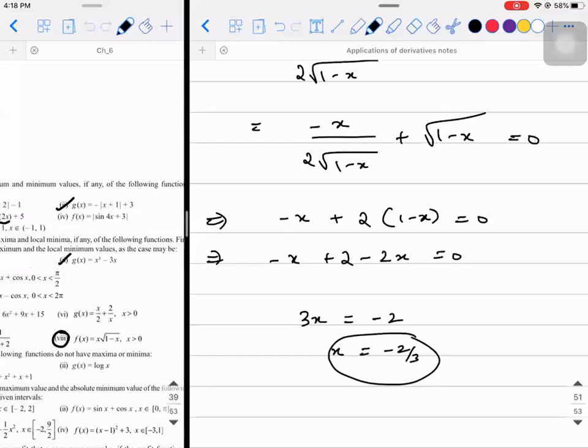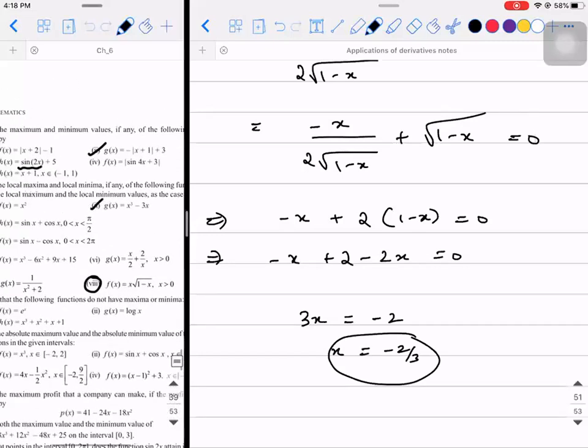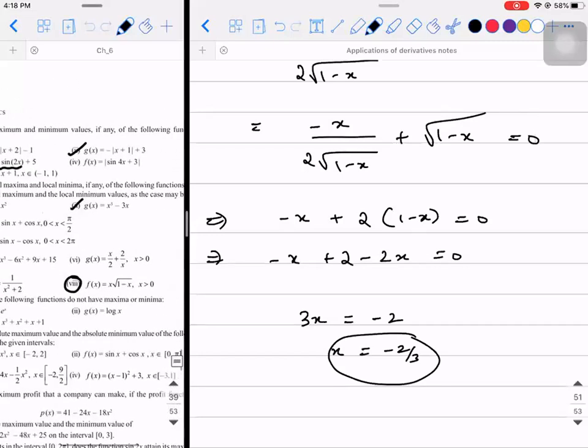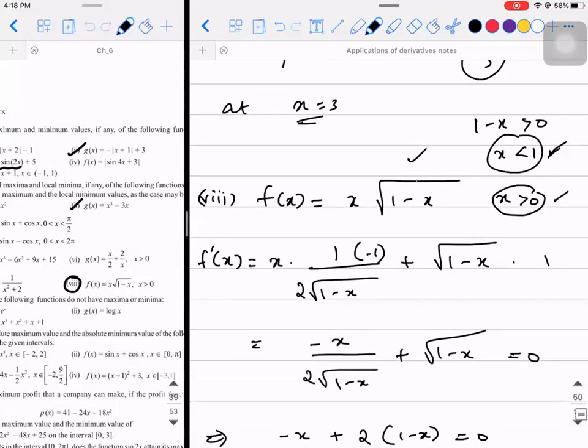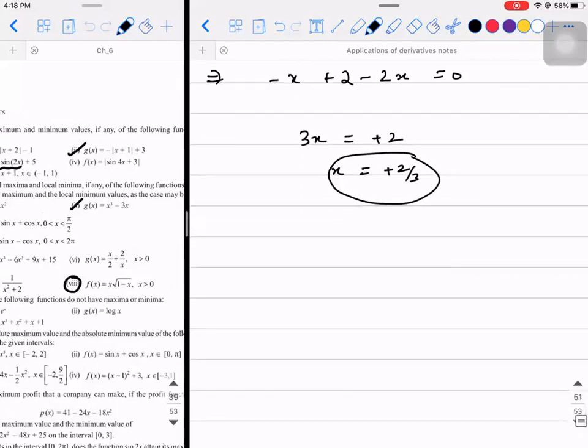Did I do any mistake? I told x value is greater than 0. Just check. It's minus 3x. Oh, 3x is equal to 2, no? Yeah, sorry. So 3x is equal to 2 means x is equal to 2 by 3. Is 2 by 3 less than 1? Yes. And it is greater than 0 also.